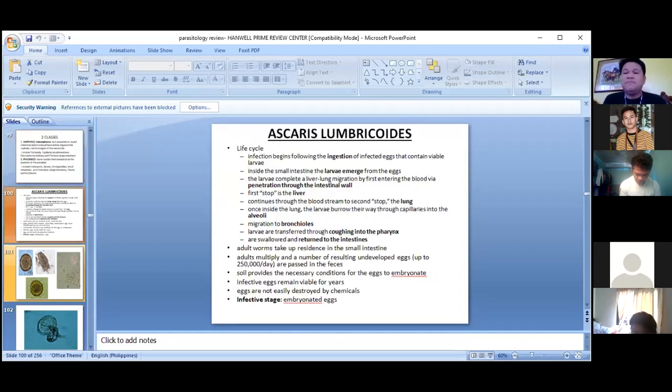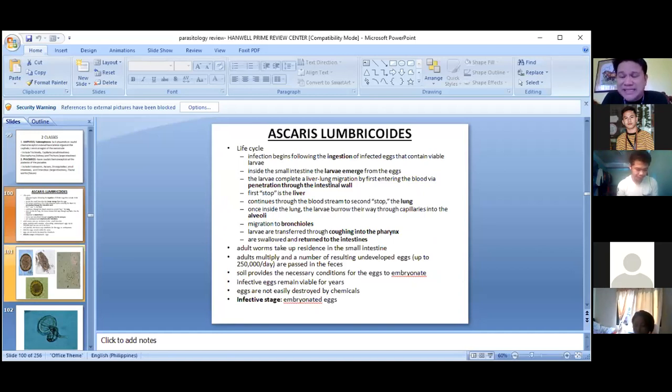Okay, so this morning we will dwell with Ascaris lumbricoides. The common name of Ascaris lumbricoides is giant intestinal roundworm. Now, why is it named as giant intestinal roundworm? Because it is the biggest among the nematodes harboring in the intestines.